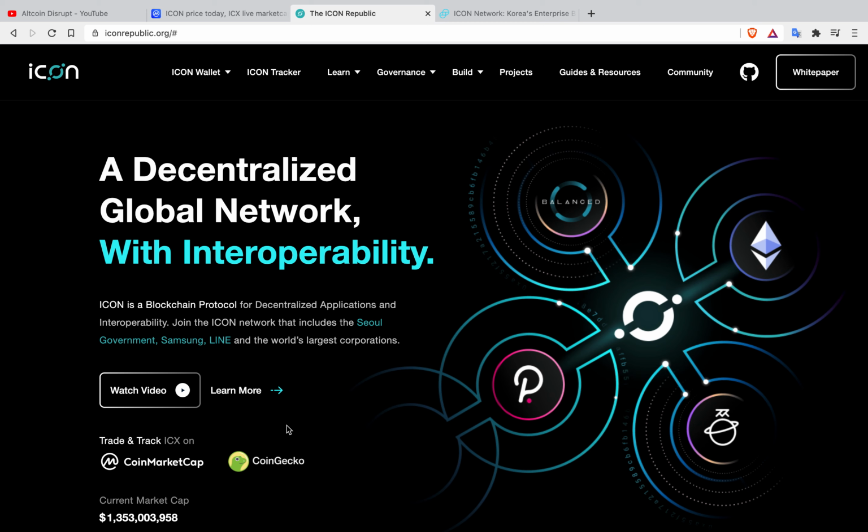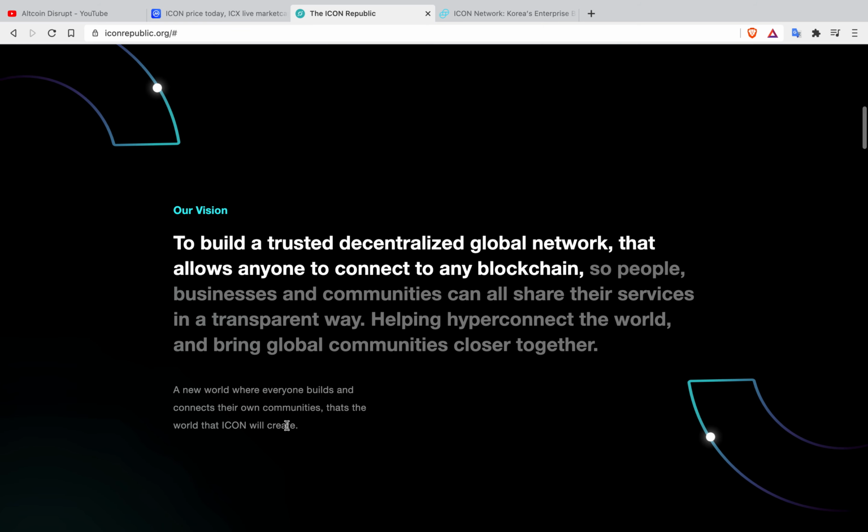A decentralized global network is their priority, it's their aim. Icon is a blockchain protocol, and it's for decentralized applications and interoperability. So we're going to be having an in-depth look starting with their vision: to build a trusted decentralized global network that anyone can connect to any blockchain, so people, businesses, and communities can all share their services in a transparent way. Now, they also want to help hyperconnect the world and bring the global community together.